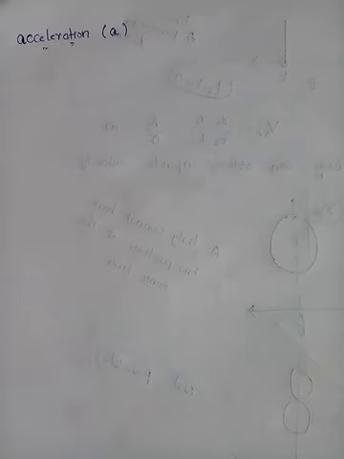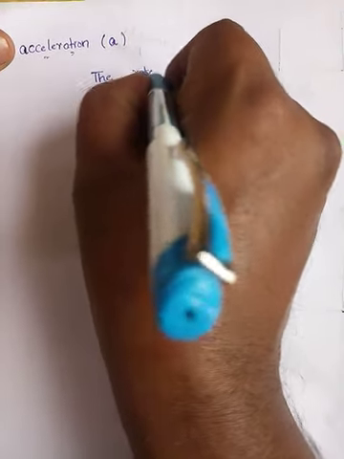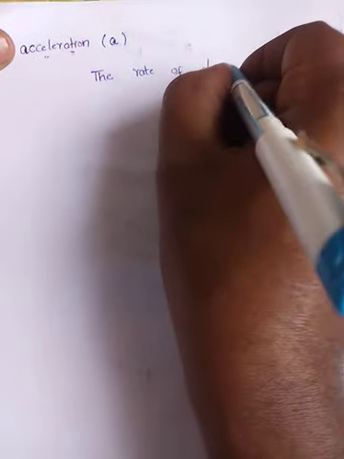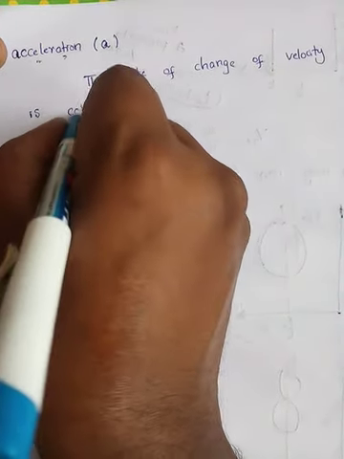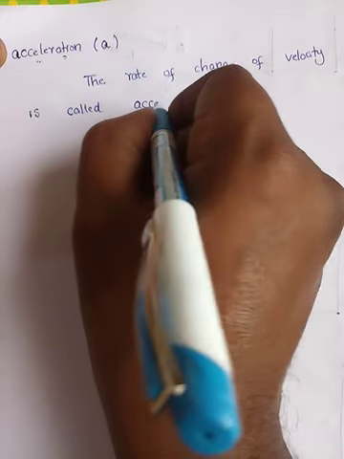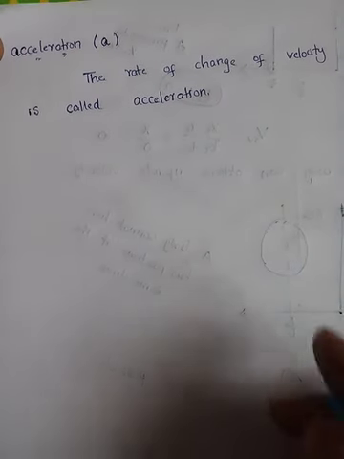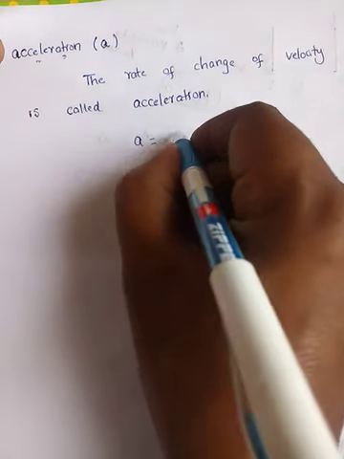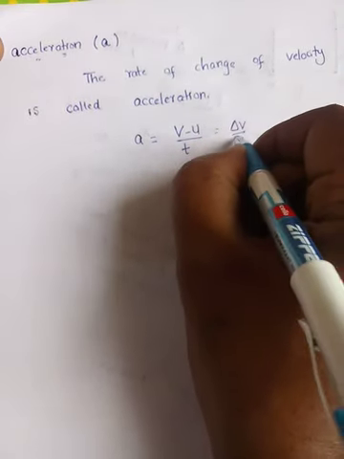Yes. So when there is a change in velocity with respect to time, that is called acceleration. So we can say that the rate of change of velocity is called acceleration. If there is a change in velocity, then we can say that it is accelerated. So a equals v minus u by t, which equals delta v by t.